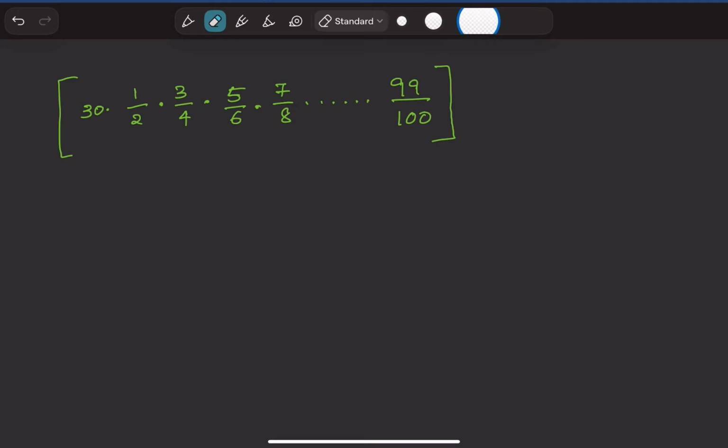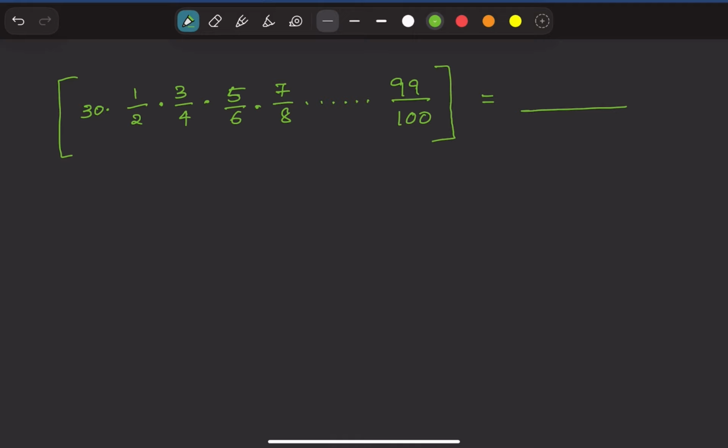Today I'm back with a question. The question is simple. You see an expression on the screen, and you have to find the integral part of this expression. That means the greatest integer which is less than this particular expression.